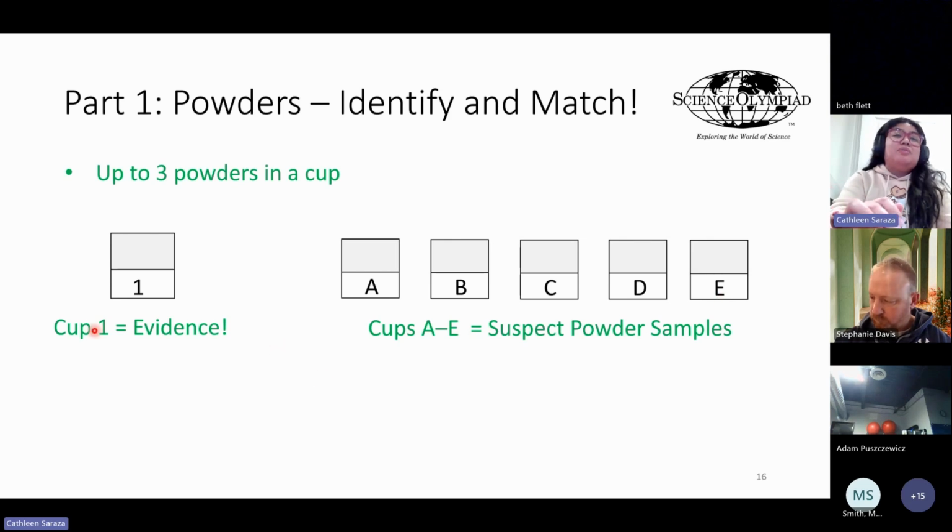So for the powders portion, you have your students match the powders in cup one to one or two of the suspects' powder cups. And there can be up to 3 powders in a cup. So for instance, cup A could have 2 powders, cup B could have 3 powders, cup C could have 2, and so on. You won't have more than 3 powders mixed in one cup, whether it's the numbered cup or the lettered cup.